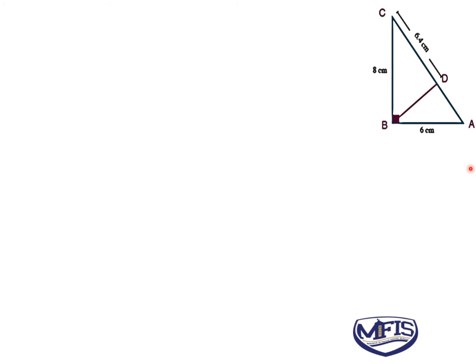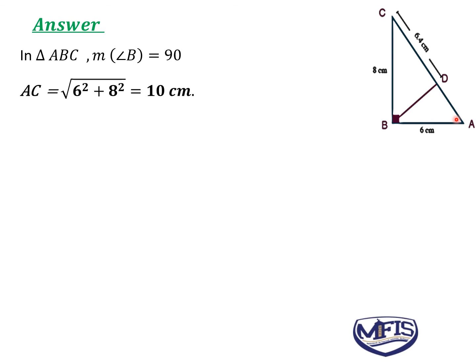Another example: we have AB 6 centimeter and BC 8 centimeter, and we have CD 6.4. If I want to find AD, I will find AC first. In triangle ABC, we have angle B 90 degrees. Then AC, which is the hypotenuse, equals the square root of 6 power 2 plus 8 power 2, which is 10 centimeter. So AC is 10 centimeter, and part of AC is CD, which is 6.4, so AD will be 3.6.